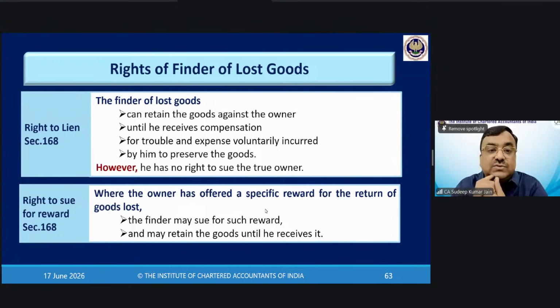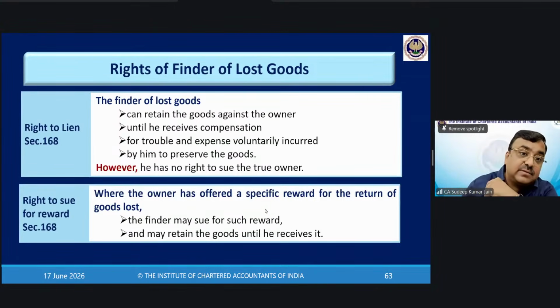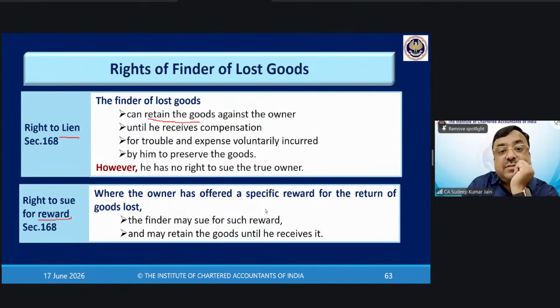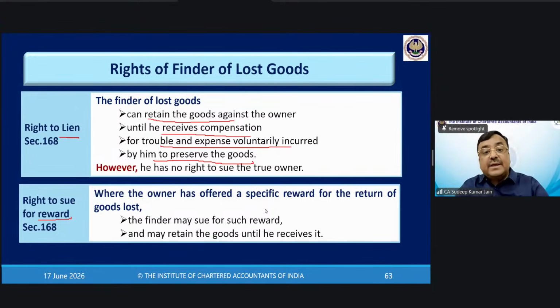Rights of finder of lost goods. The finder of lost goods, important please. This is the right of lien, means right to retain, and this is filing the suit in the court for reward. Important है, बहुत important है, please समझिए फर्क. The finder of lost goods can retain the goods against the owner until he receives compensation for trouble and expenses voluntarily incurred by him to preserve the goods. But he has no right to sue the owner.